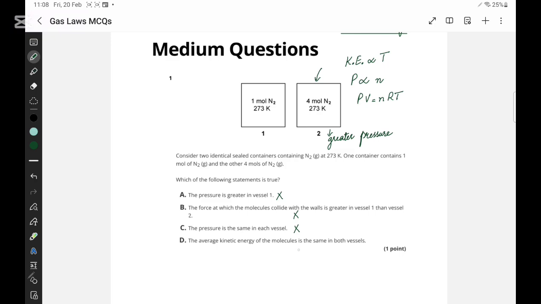The second one has the greater pressure because of the greater number of moles. And the average kinetic energy of a molecule is the same in both vessels because they have the same temperature. If they have the same temperature, then kinetic energy is going to be the same, because kinetic energy is directly proportional to temperature. So option D is correct.